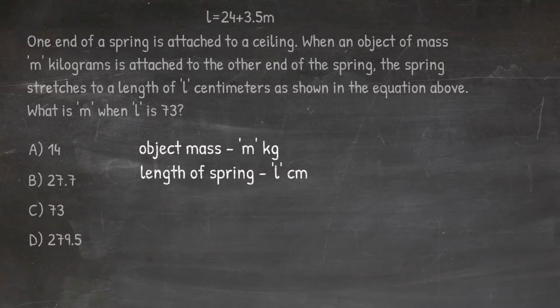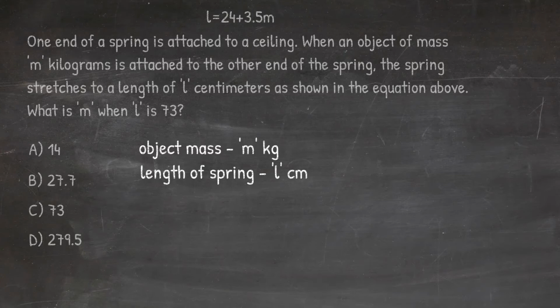The problem states that the spring is attached to a ceiling and the object is hanging on that spring. The formula we're given describes how the length L changes depending on the mass of the object. Even if we didn't quite understand all the relationships, one of the more important things when looking at formulas is to understand what variables stand for. In this case, we've done a good job of putting it down as m being object mass and L being length of spring. The question asks, what is m when L equals 73?